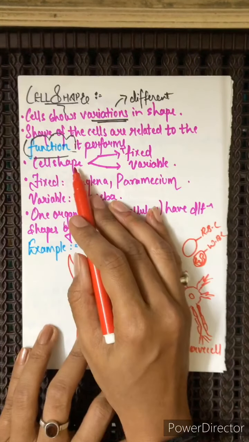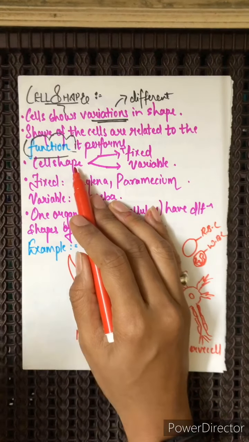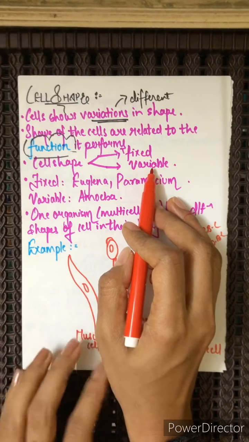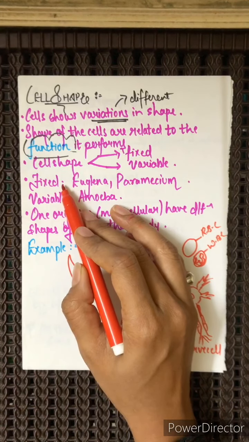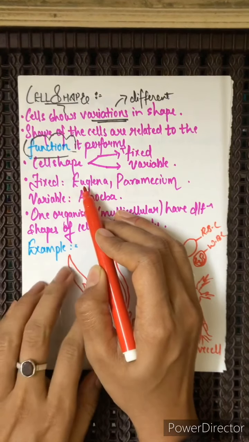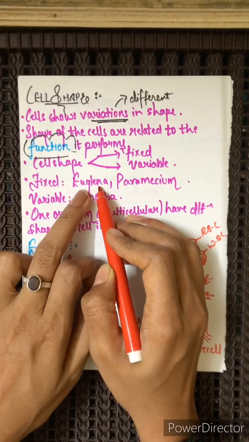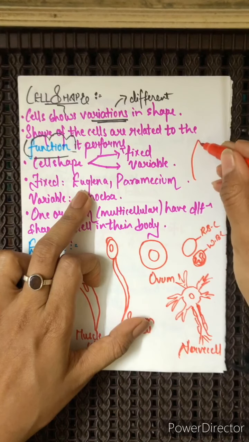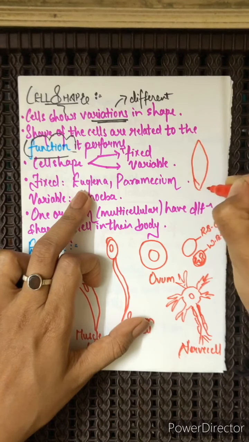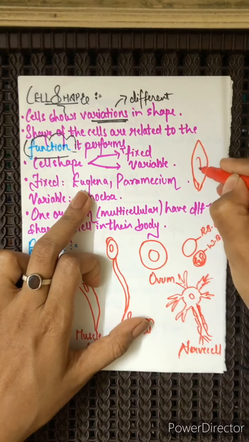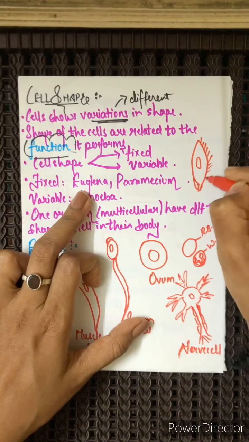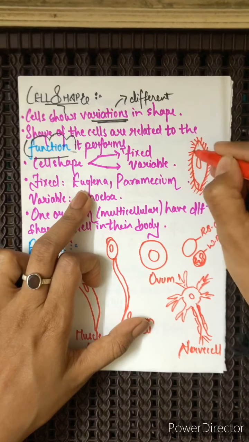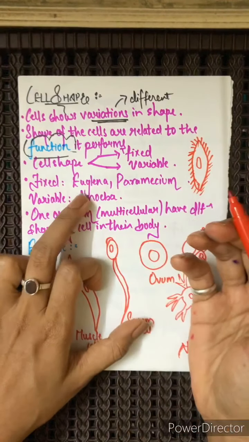Now talking about the cell shape, in some of the organisms the shape is fixed, and in some of the organisms it is variable, that is, it keeps on changing. So talking about the examples, if we have a fixed shape, such as Euglena, yes, which has a fixed shape. If we talk of the paramecium, yes, the paramecium looks something like this, slipper shape. So it has a fixed shape, it cannot change its shape. Yes, Euglena even has the fixed shape.